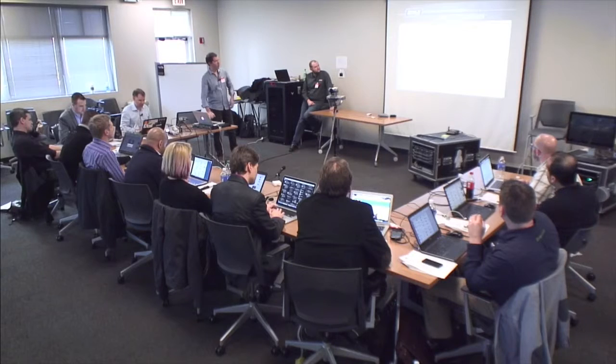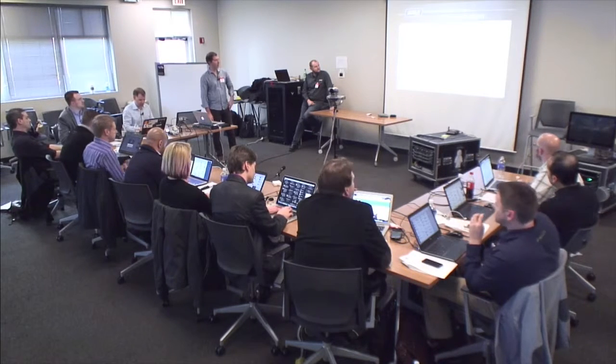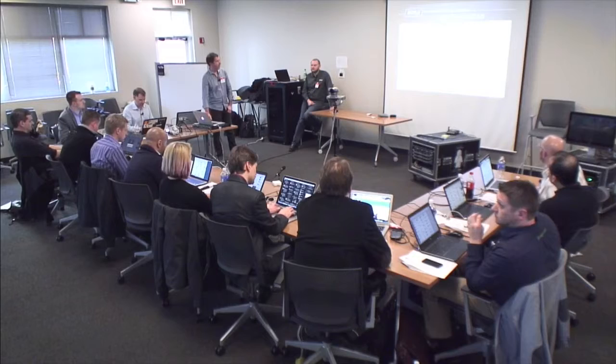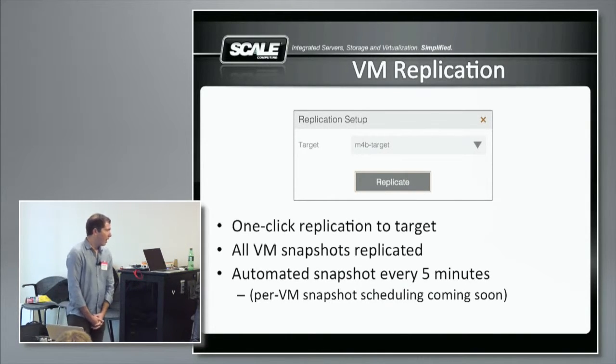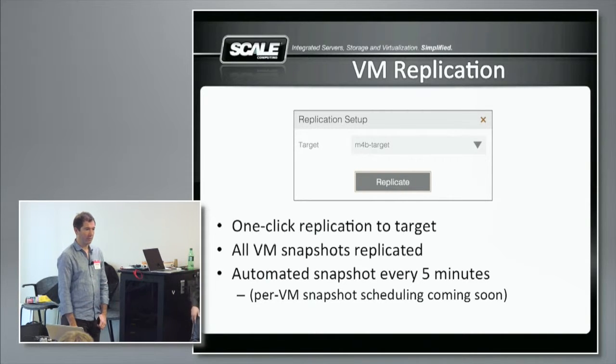So again, you saw in the UI, it's super simple. Just the setup replication button. Once you hit that on a VM, it asks you which target, shows you the different clusters you've configured as targets, and then you can choose to replicate it with basically one click. Currently, we replicate all of the VM snapshots, so any automated snapshots and snapshots that a user takes will end up on the remote side. And essentially, right now, we're doing a 5-minute automated snapshot if you have replication set up. We are going to support per VM scheduling as well later this year.